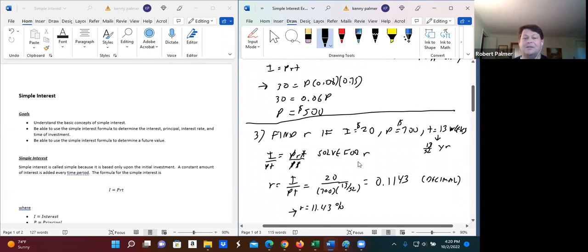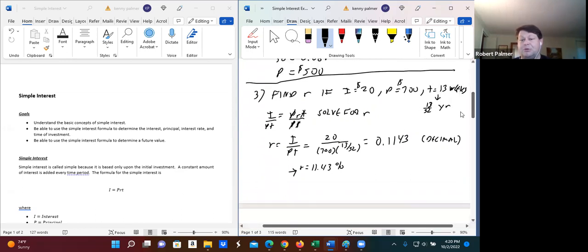So once again, what that says is, if you started with $700, invested at 11.43% for 13 weeks, which is about 1/4 of a year, then you would generate $20 of interest. And you would generate that same $20 of interest every year on those same conditions.